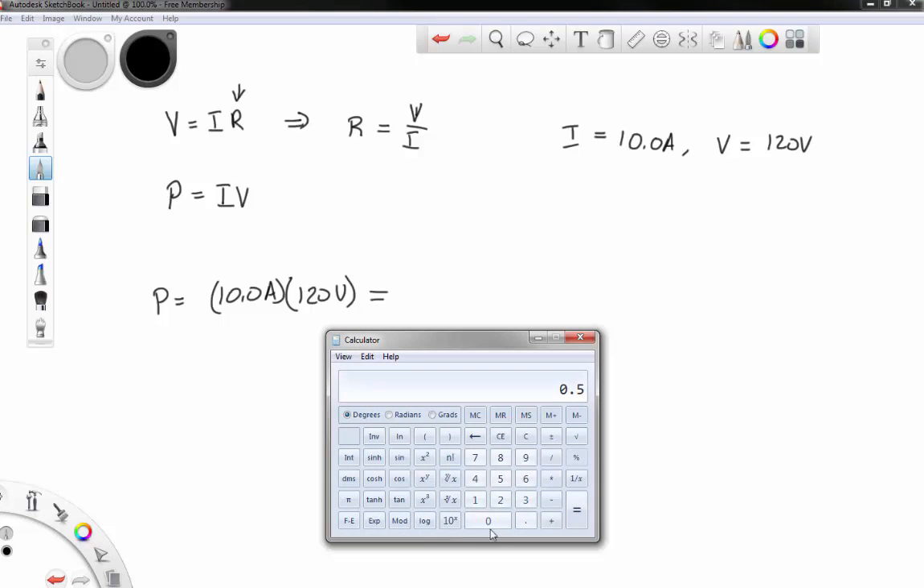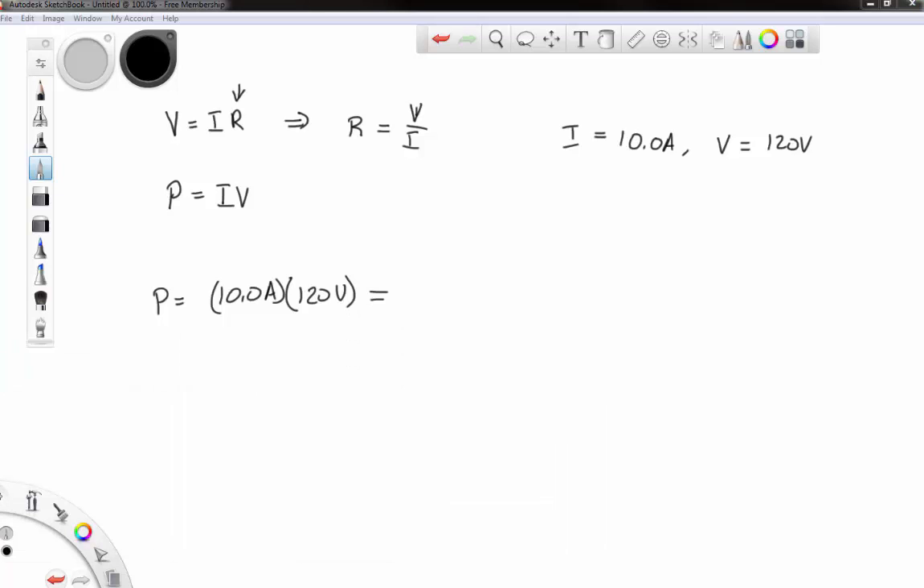I know that some of you need to know how to use the calculator in order to do this, so 10 times 120 should give you 1200. So this is 1200 watts, and then the other one was the resistance, which is the voltage divided by the current.